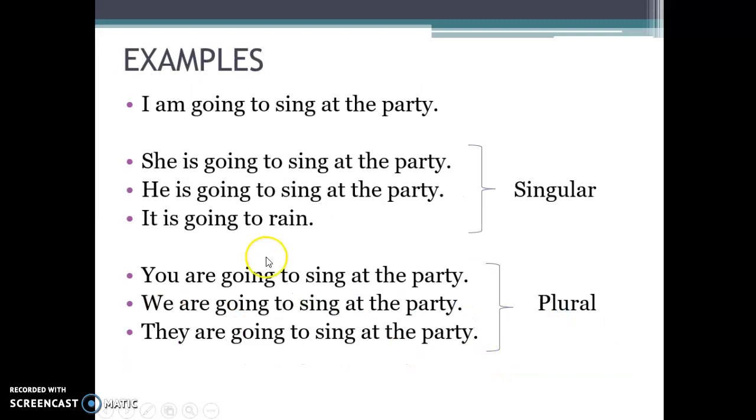Let's see some examples. I am going to sing at the party. She's going to sing at the party. He is going to sing at the party. It is going to rain. All these are singular sentences.